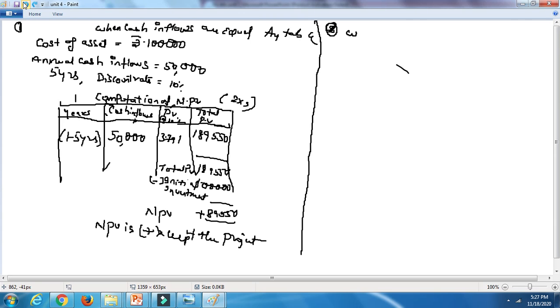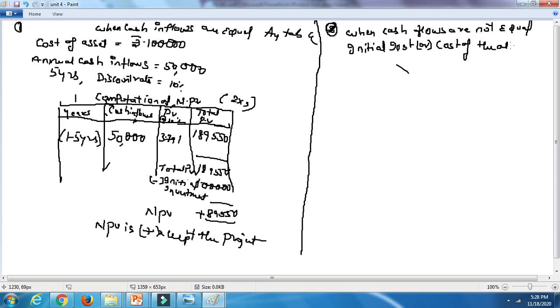When cash flows are not equal. So let's do this problem now. Initial investment or cost of the asset, this is also known as initial investment if the question says so, or cost of the asset, or outlay. All of these mean the same thing in the question, understand.